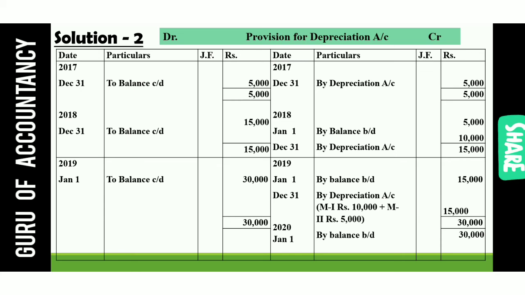Here you will also prepare the provision for depreciation account. Your second entry is depreciation to provision for depreciation. So in the provision for depreciation account, on the credit side you will post by depreciation, and it will be closed, the balance will be transferred. Every year you will do this. So in this way the provision for depreciation account is prepared.